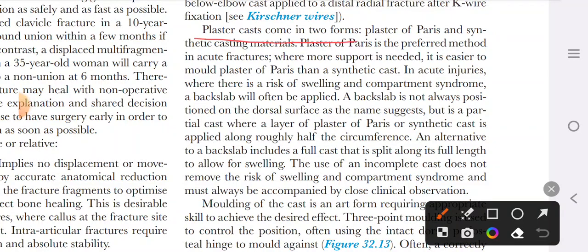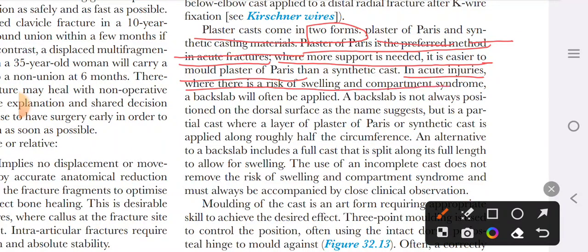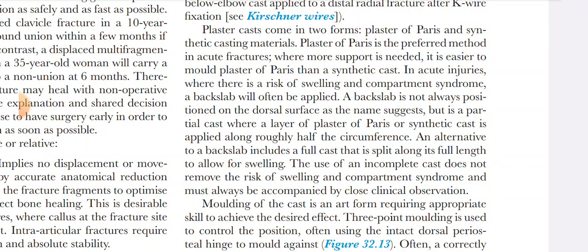Plaster casts come in two forms: plaster of Paris or POP cast and synthetic fiberglass cast. Of them, the POP cast is the preferred one in acute settings as it is easier to mold. In acute cases where there is risk of swelling or compartment syndrome, only a back slab can be applied and close clinical observation is mandatory.